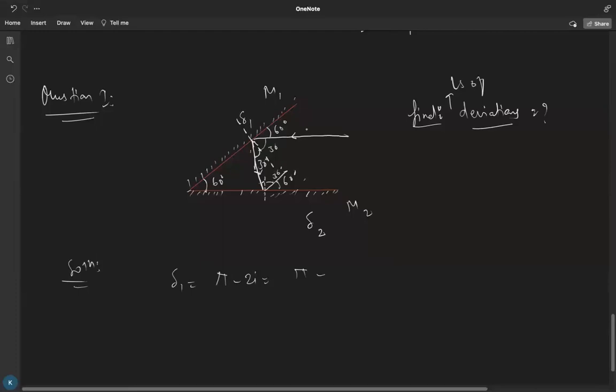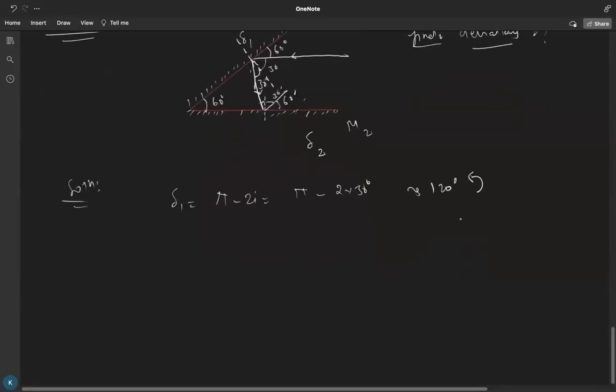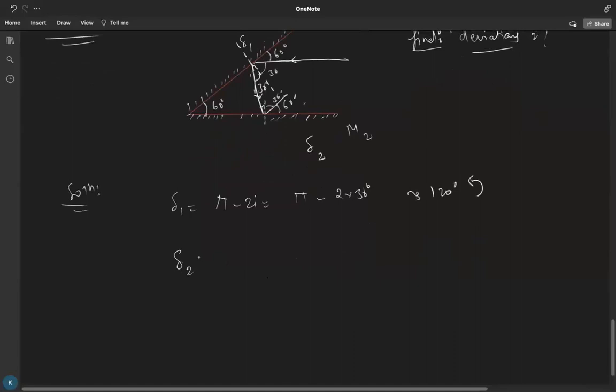So what I'm talking about is this angle is actually 30 degrees, so pi minus 2 times 30 degrees. So there's a 120 degree deviation, in which direction? In anti-clockwise direction. Now next, from the mirror too, we have again the pi minus 2i kind of deviation, because the angle of deviation formula is nothing but pi minus 2i.